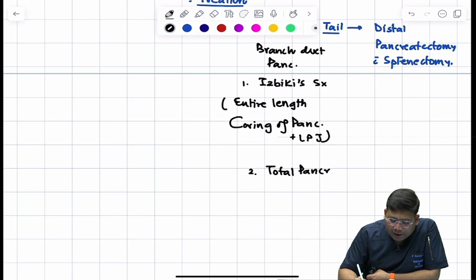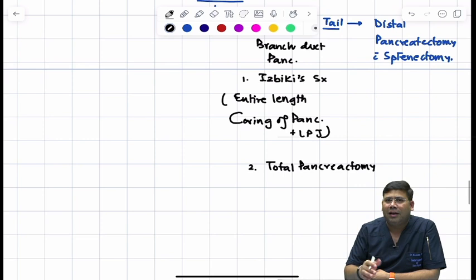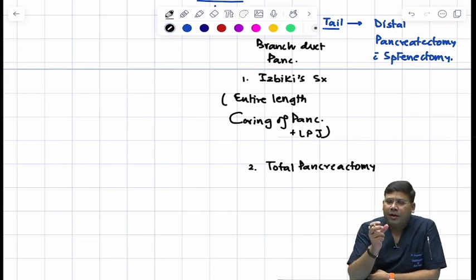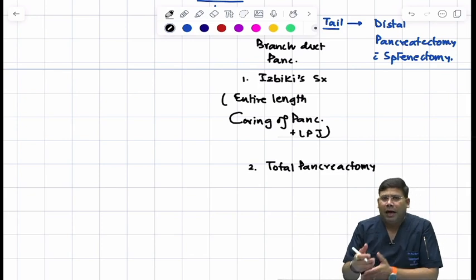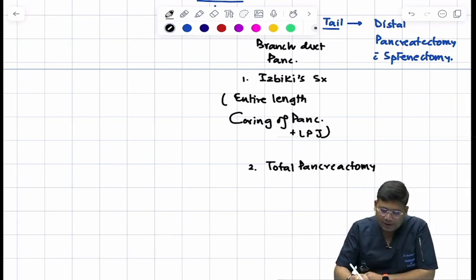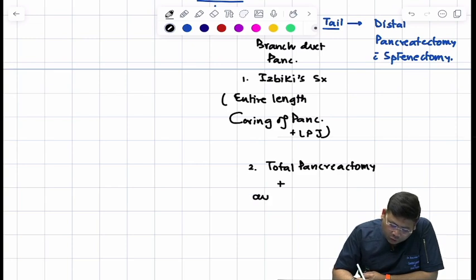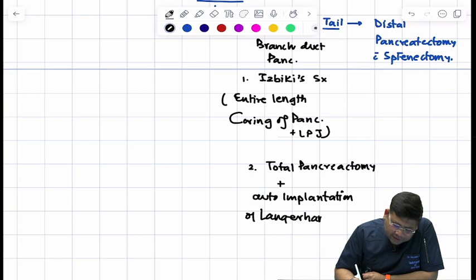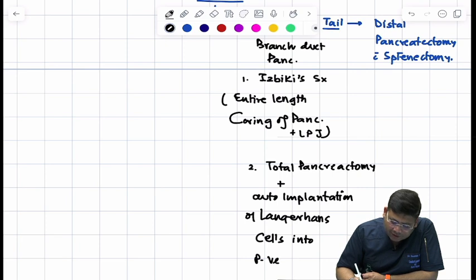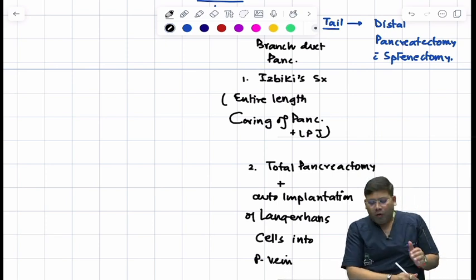Do you know the exocrine function of the pancreas can be maintained by taking exogenous lipase. So we have Creon, we have Enzar. But what about the Langerhans cells? Because endocrine function depends upon the Langerhans cells. So along with that, auto implantation of Langerhans cells into the portal vein.